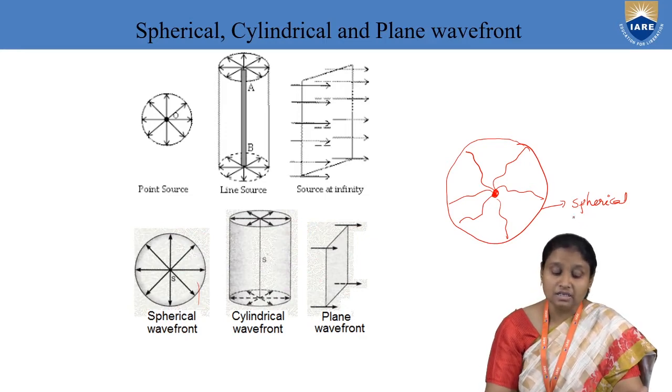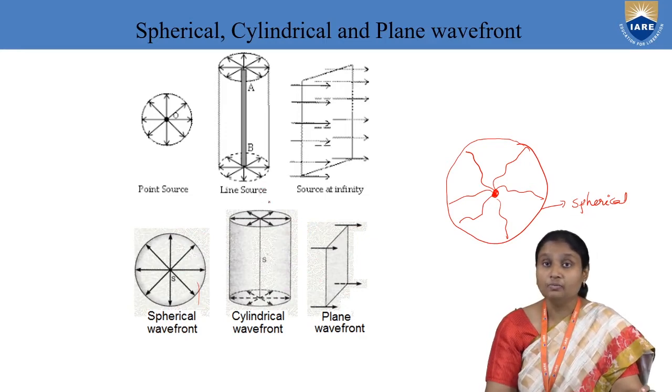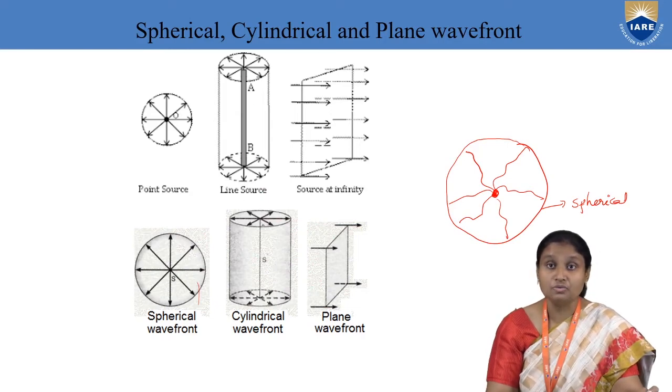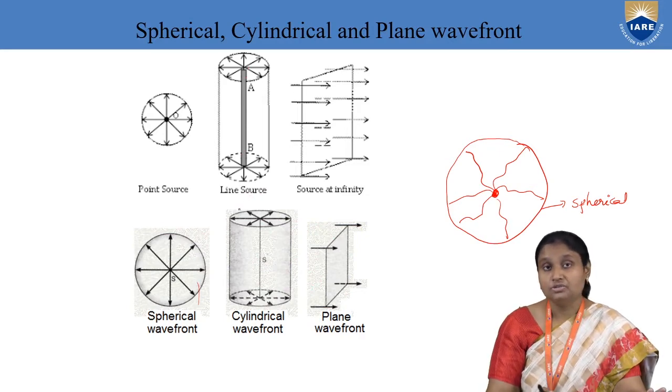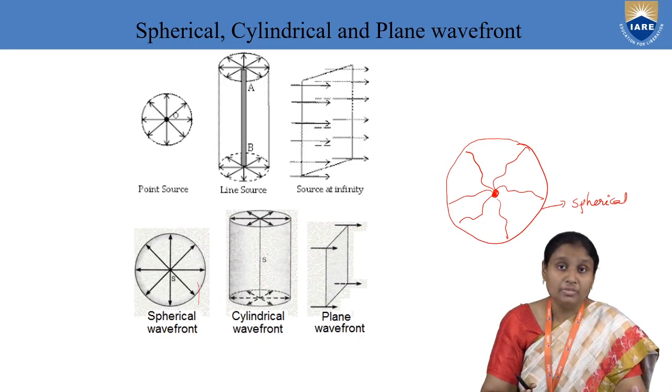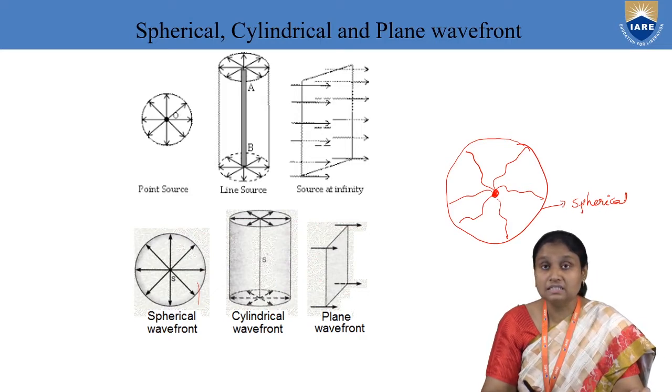Then how to get a cylindrical wavefront? For a cylindrical wavefront, what type of source will I be using? I'll make use of an extended source or line source. So you can take a tube light, which can act as an extended source. Suppose you are in the lab, a mercury bulb will act as a point source, whereas a sodium vapor lamp can act as an extended source.